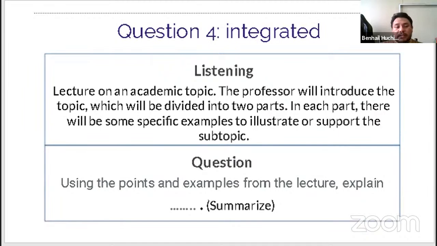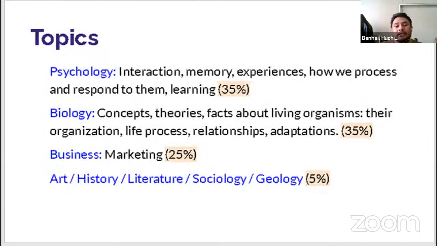Now, it also depends on the type of topic you get. Topics are divided into psychology, biology, business, art, history, literature, sociology, and geology. It's kind of the same, mostly psychology and biology things. Here it is always explaining some details about the topic. But it's only a lecture, not a conversation. You won't listen to several people; you will hear only one person explaining the topic.